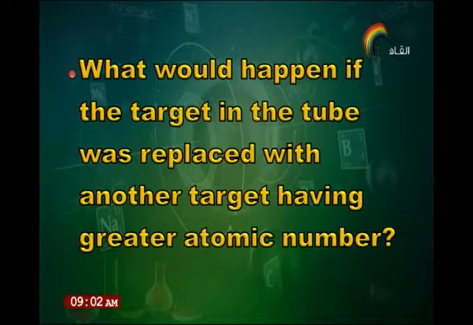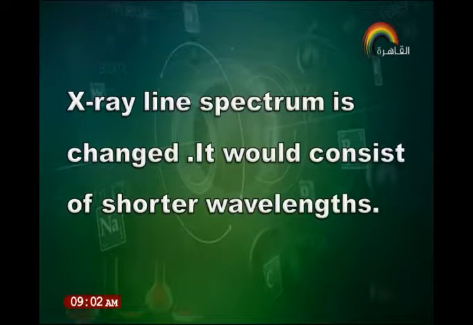What would happen, and this is a very important item, if the target in the tube was replaced with another target having greater atomic number? This will affect the line spectrum of X-rays. When replacing the target, the line spectrum will be changed. Now we are replacing it with another one having greater atomic number, so the X-ray line spectrum is changed. It would consist of shorter wavelengths.